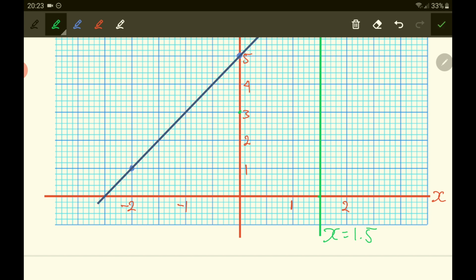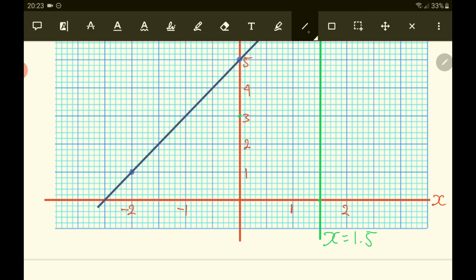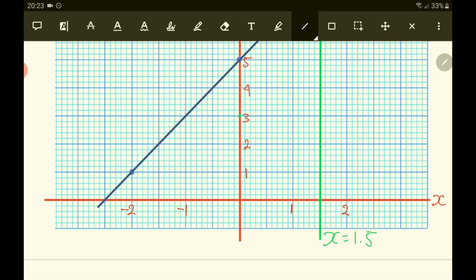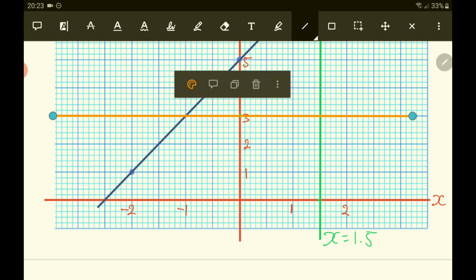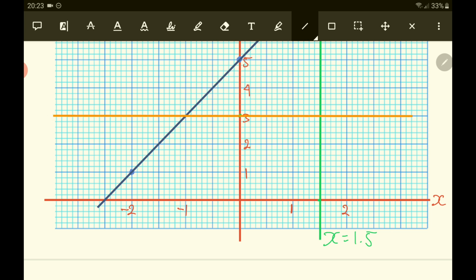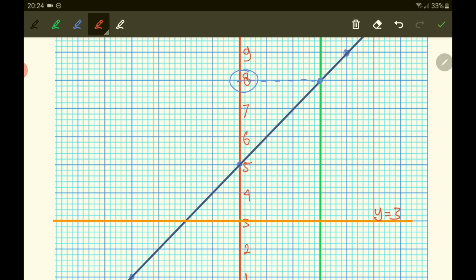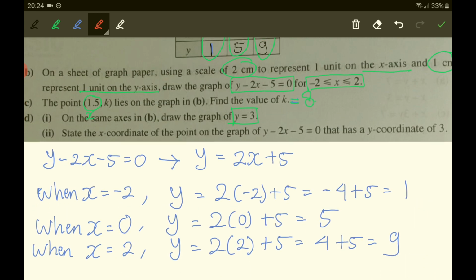After that, you just need to make a line. I want to change the color again, so I want to use orange. So you make a line cross this point, y equal to 3. Just make a line across the point y equal to 3. The line name is y equal to 3. Okay, so done. We already made the line y equal to 3.